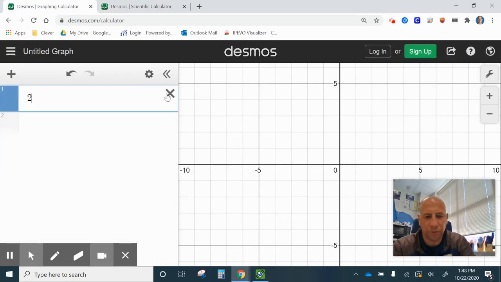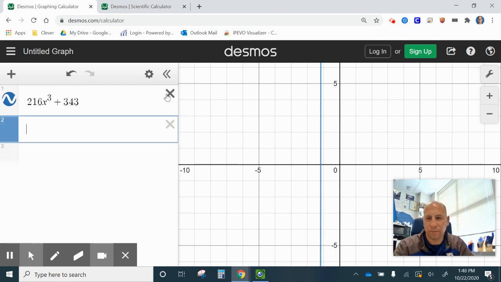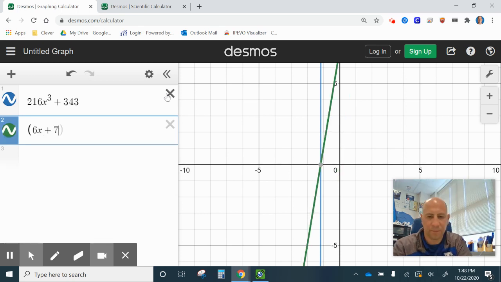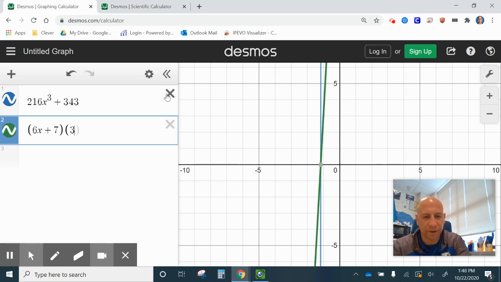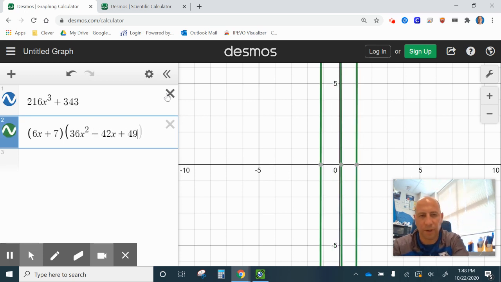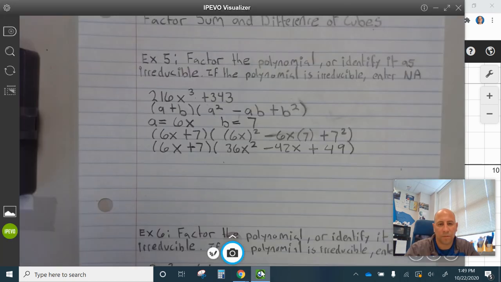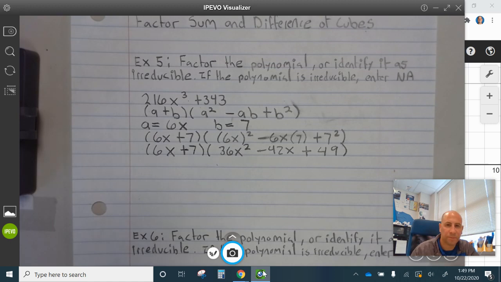All right. So 216x cubed plus 343. Okay. And then parentheses 6x plus 7, parentheses 36x squared minus 42x plus 49. All right, you see that they overlap, so this is the correct factorization of this. All right, go ahead and finish up example 5.